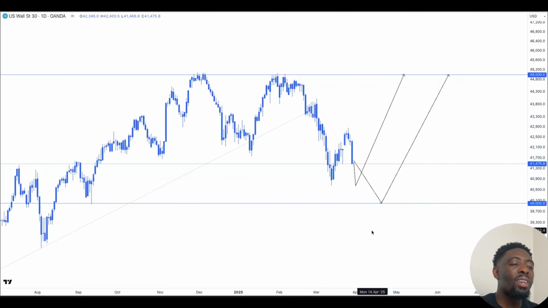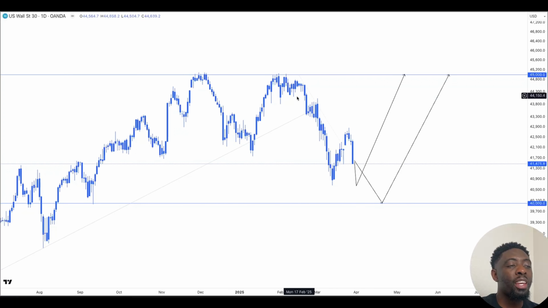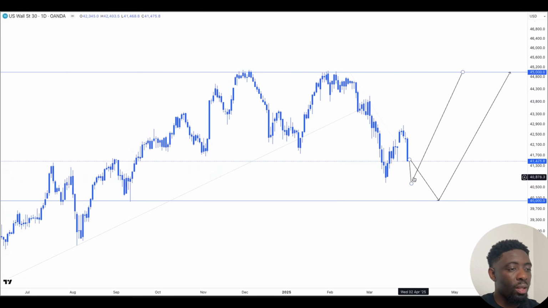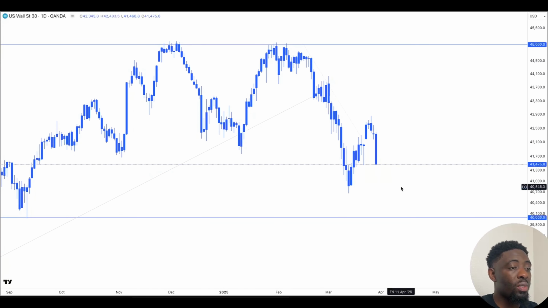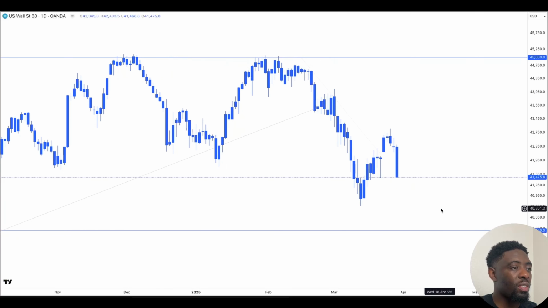So either way, I still have this bias for prices to move to the upside on US30, and it's going to be the same because it's the same structure I've been looking at, it's the same play. Now the only difference is it might take some time for price to do its movement. So I'll take this out and I'll show you guys something real quick again. This is on the daily time frame.